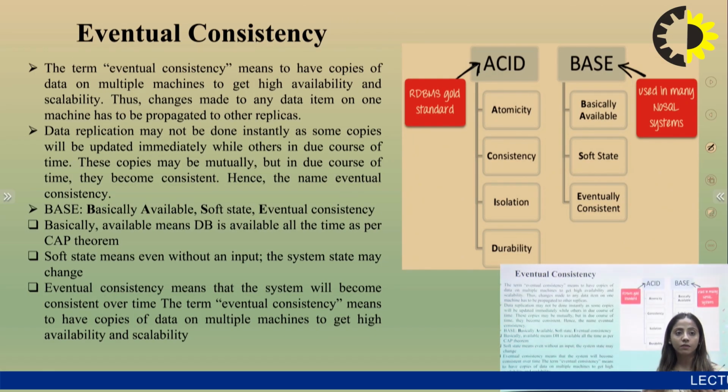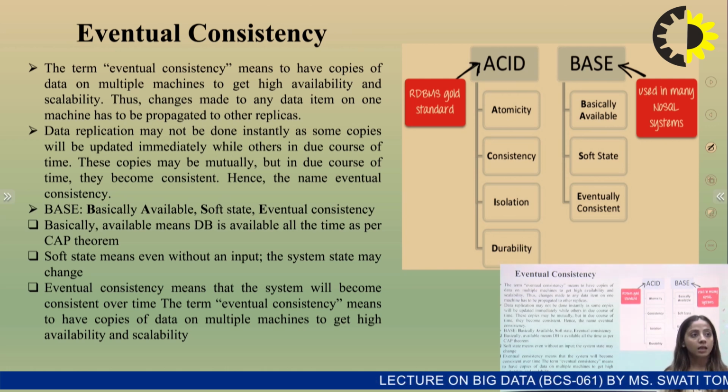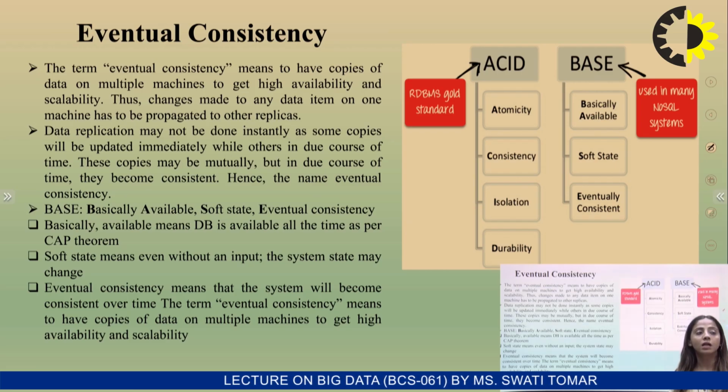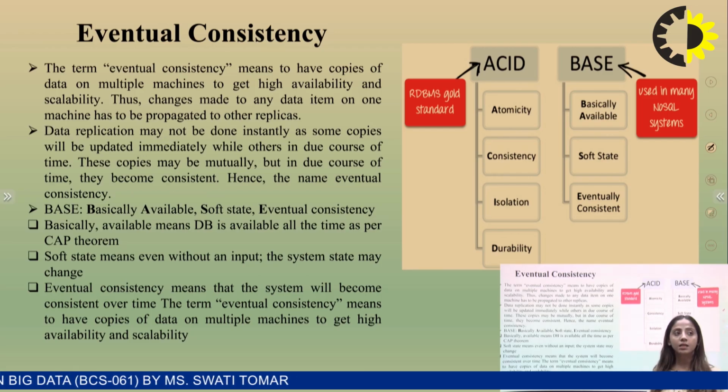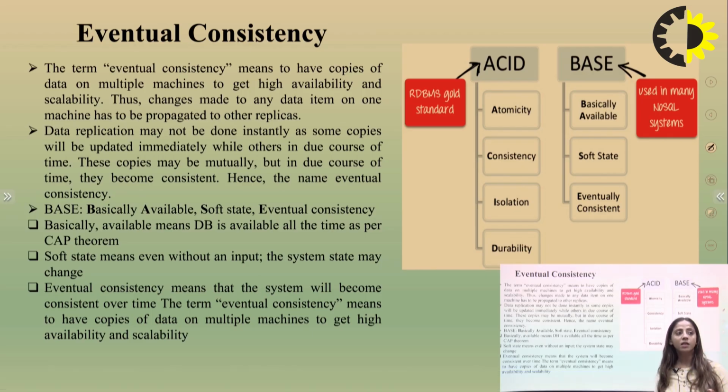Now, we have to define eventual consistency. The term eventual consistency means to have copies of data on multiple machines to get high availability and scalability. Thus, changes made to any data item on one machine have to be propagated to other replicas. The data replication may not be done instantly, as some copies will be updated immediately while others in due course of time. These copies may be mutually inconsistent, but in due course of time, they become consistent. Hence the name eventual consistency.